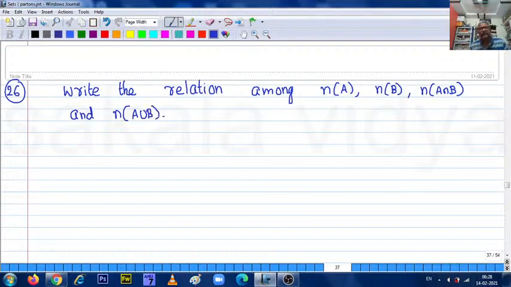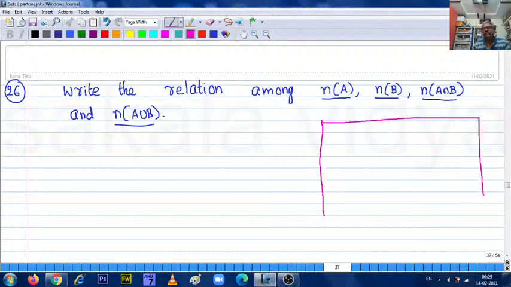So now we need to establish a relation among n of A, the number of elements in A, the number of elements in B, the number of elements in A intersection B and the number of elements in A union B. So we need to establish a relation among these four. So let A, B be any two sets. This can be performed with the help of the Venn diagram easily.